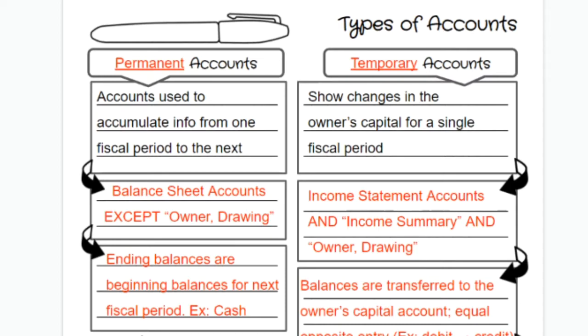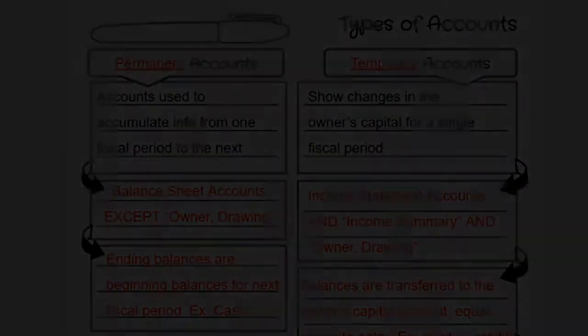The easiest example to think about is cash. Just because you move from one fiscal period to the next, your cash balance does not go to zero. Think about a checking account balance. If you have $1,000 and then the next month comes up or the next quarter comes up for the next fiscal period, your cash does not automatically go to zero. It makes sense to maintain that account balance. And that's the case for all permanent accounts.